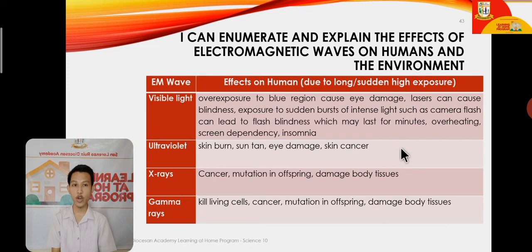Overexposure to the blue region causes eye damage. Lasers can cause blindness. Exposure to sudden bursts of intense light, such as a camera flash, can lead to flash blindness, which may last for minutes. Overheating, screen dependency, and insomnia. Okay, yung pag sobrang tutok natin sa mga visible light, nakakasira ng ating mata.